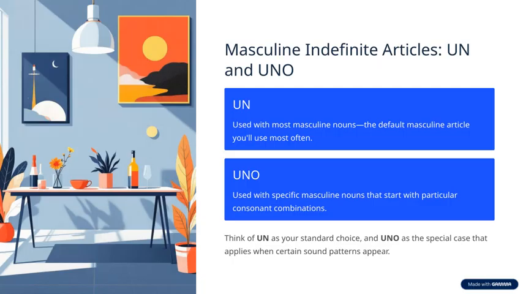Now, let's talk about the masculine indefinite articles in Italian, un and uno. Un is used with most masculine nouns, so think of it as your default choice whenever you're unsure. It's the most common article you'll use when referring to masculine items or people. On the other hand, uno is a bit more specific. It's used with certain masculine nouns that start with particular consonant combinations. These are special cases where the sound pattern requires a different article.